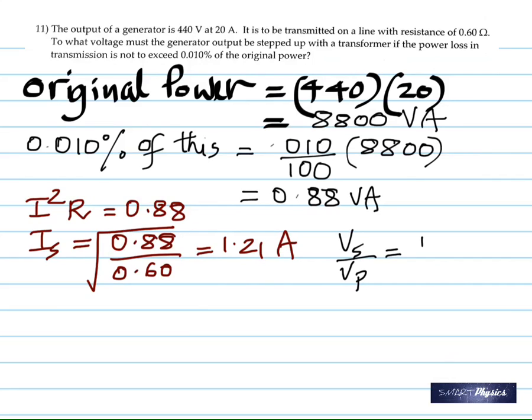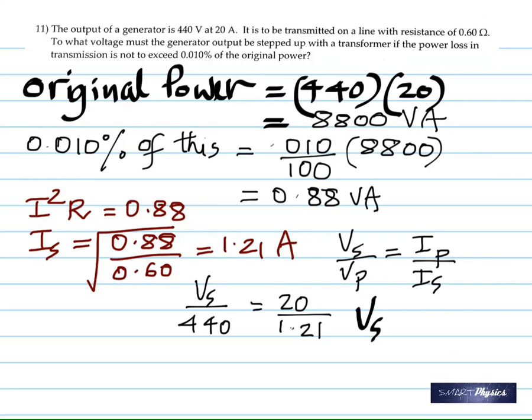And for a transformer, when you take the ratio of the voltages, that becomes equal to the inverse ratio of the currents. Knowing all of the terms now, you can find Vs. You get it as 7.27 kilovolt.